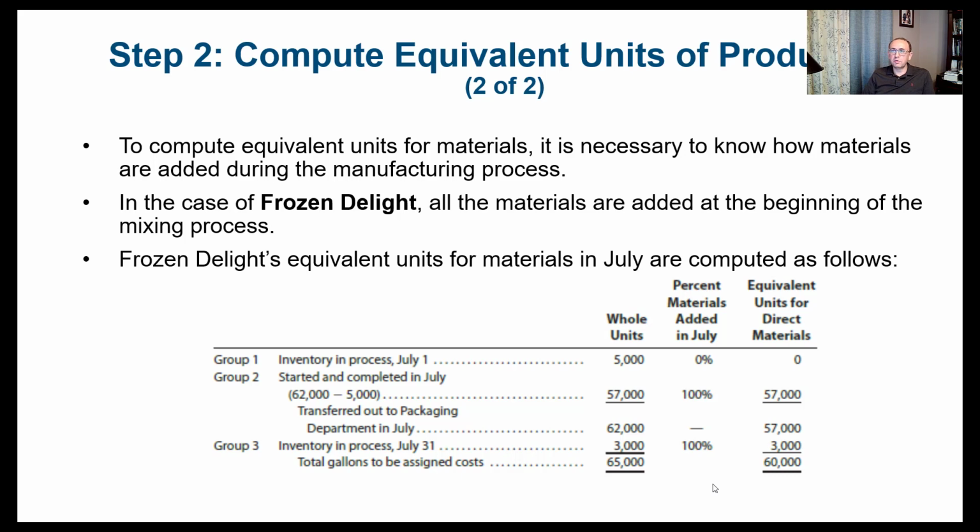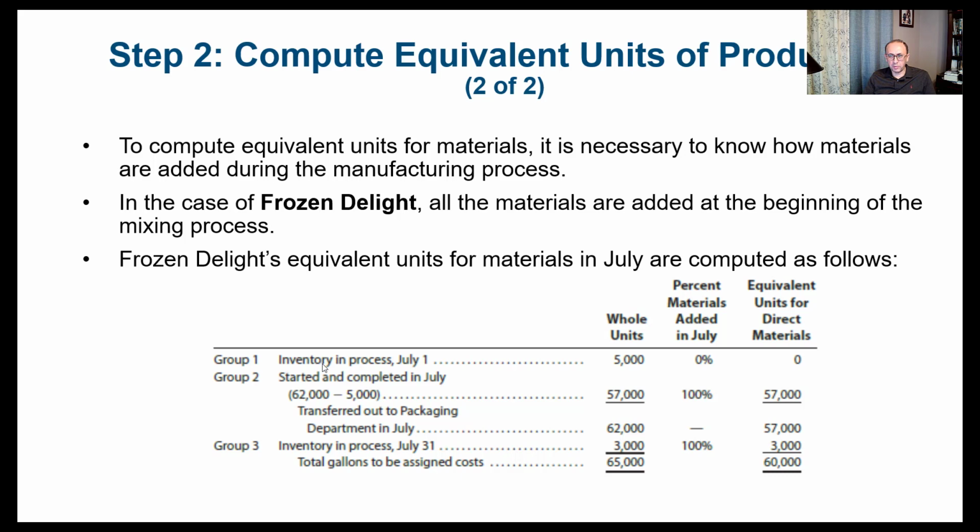So to compute equivalent units for material, it's necessary to know how material is added during the manufacturing process. In the case of Frozen Delight, all the material is added at the beginning of the mixing process. Frozen Delight's equivalent units for material in July are computed as follows. Remember, material is always 100%. We don't care too much about the percentage of completion.